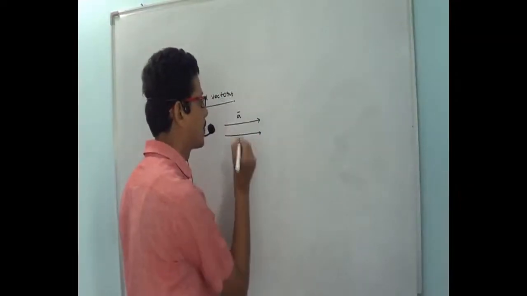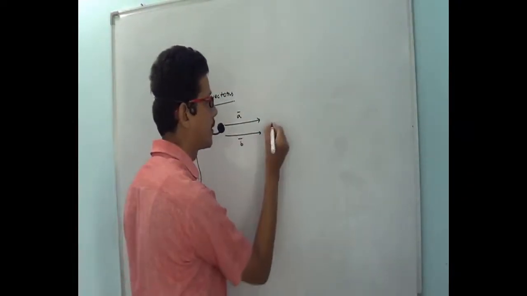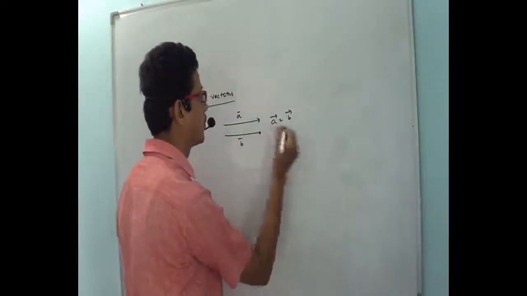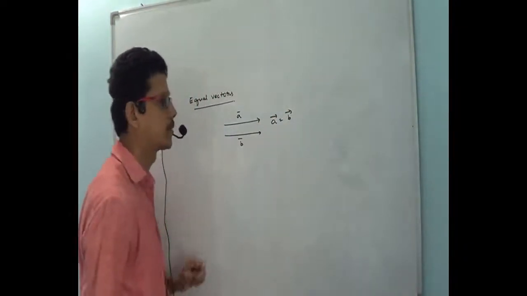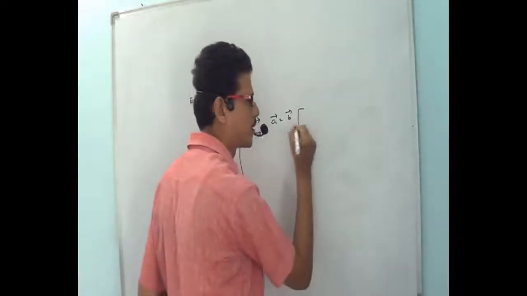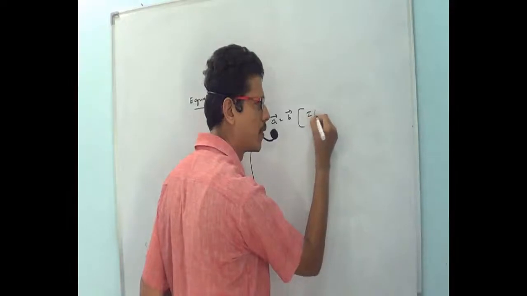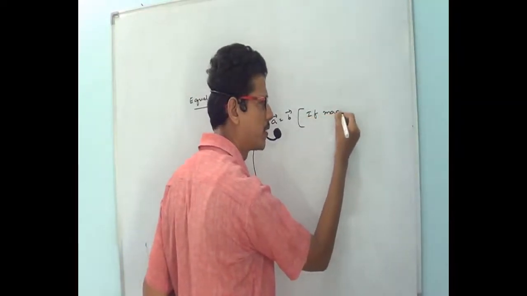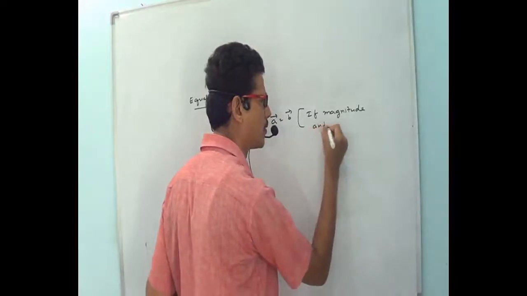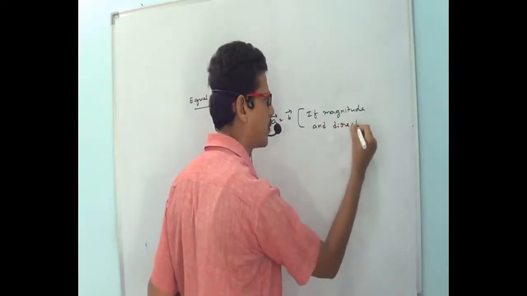So for example, this is vector a bar and this is b bar. I say that a bar is equal to b bar. So these two vectors are equal vectors. Two vectors are said to be equal if magnitude and direction is same.